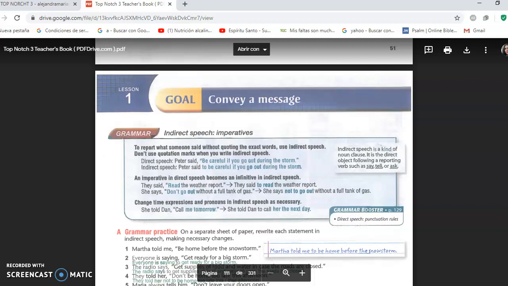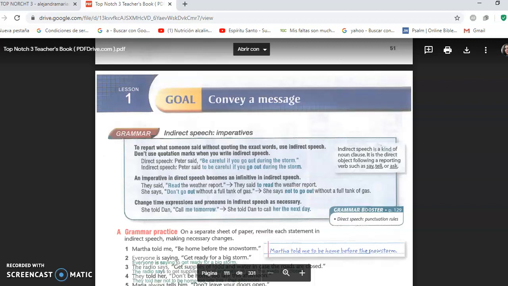Se convierte en indirect. Ahora, en la otra oración tenemos, she says, don't, comillas, quotation marks, se dicen comillas, go out without a full tank of gas. Entre comillas. Eso que está entre comillas es lo que dijo la persona. Ahora, si le agregamos el infinitivo to al verbo, she says not to go out without a full tank of gas. Ya estamos hablando ya de un indirecto.